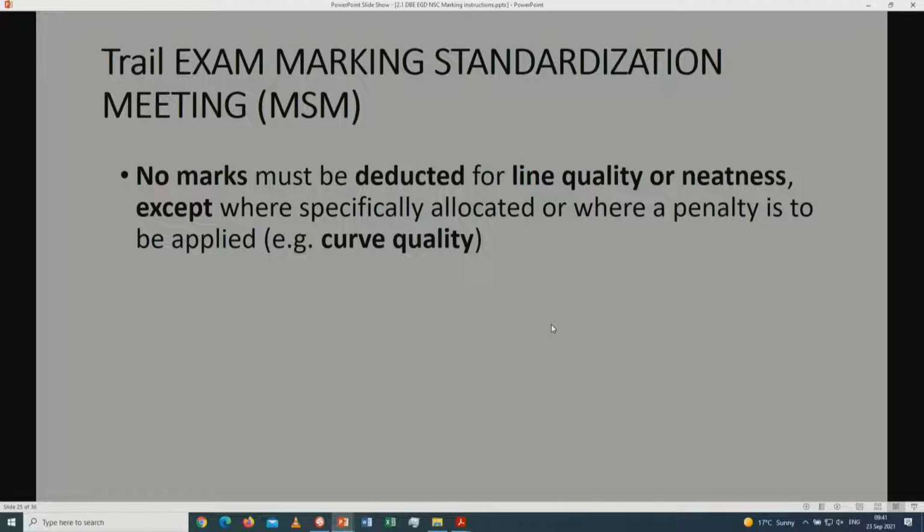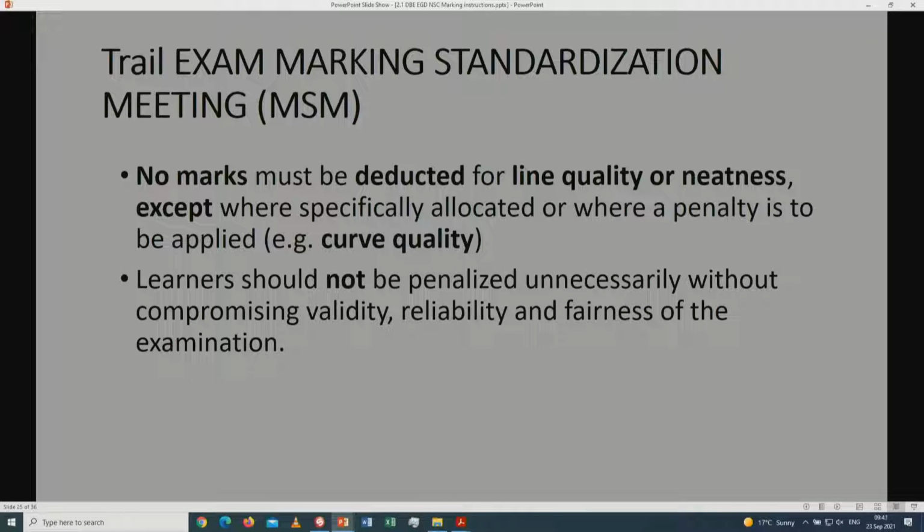No marks must be deducted for line quality or neatness. Right, you have heard it correctly. No marks to be deducted, sorry, for quality of neatness. All right, except for the fact that if it's specified for the curve quality. If the curve mustn't be feathered, so it must be a smooth line going from one point to another, then you can say neatness is okay. But if it's feathered or if it's a combination of lines, it's unacceptable. Right, learners should not be penalized unnecessarily, without compromising validity, reliability, and fairness of the question.